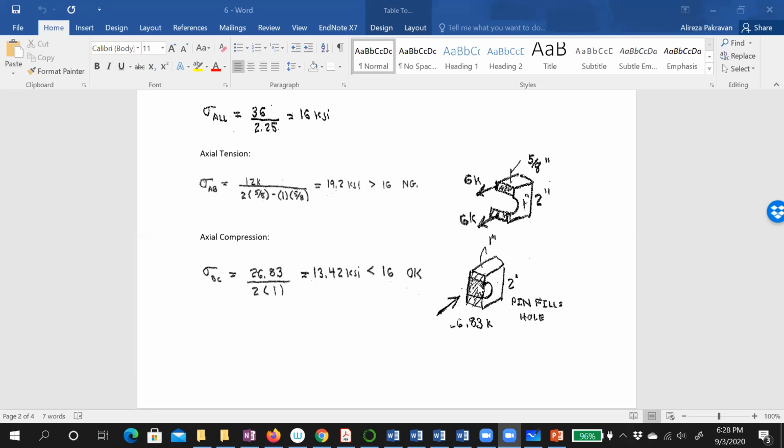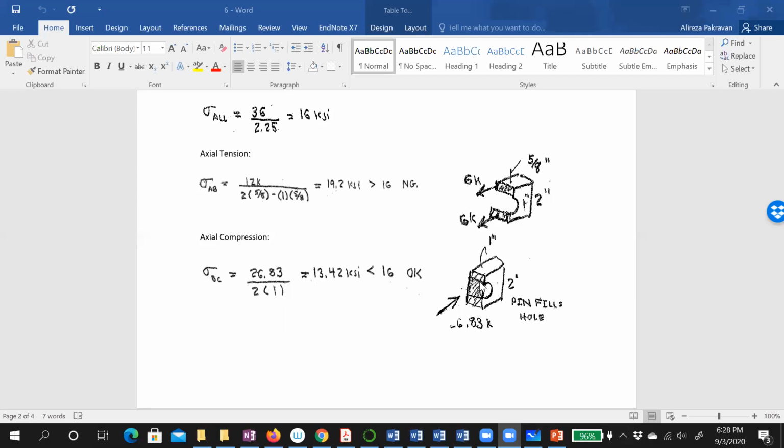So if the section is under compression, just assume the whole section. That's the only difference we should know about compression and tension. For the tension, we assume there is nothing here. We assume the major element starts to separate from the bolt. Then we assume just these two pieces contribute to the stress.